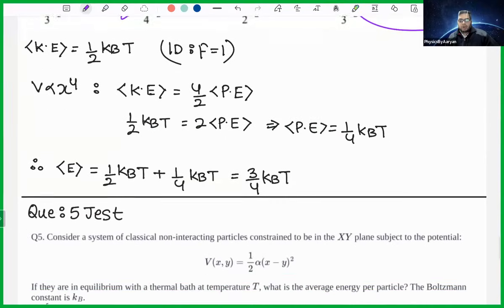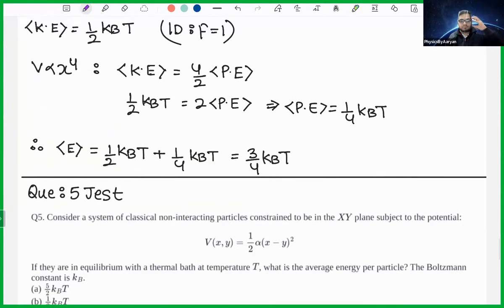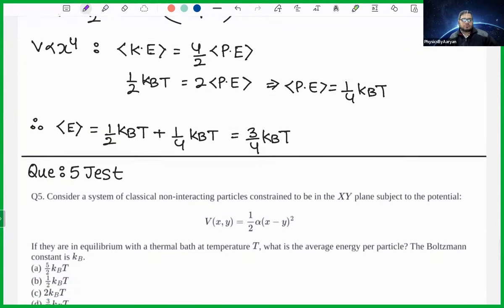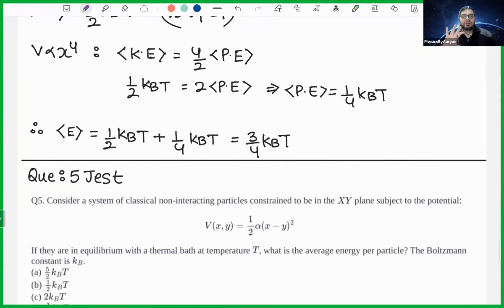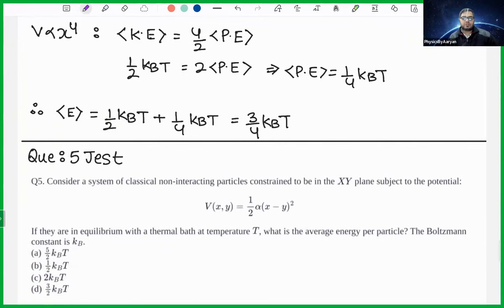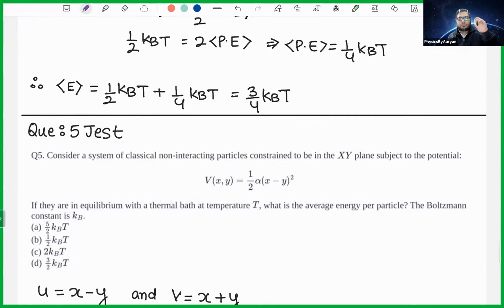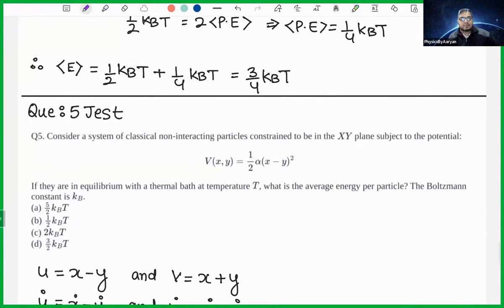Good. Now comes a question which is mind blowing. In this you cannot directly use virial, or directly use equipartition. So now hold your belt tight. This is the last question for today, and listen to this question very carefully. Consider a system of classical non-interacting particles moving in the xy plane. So you are moving in 2 dimensions.